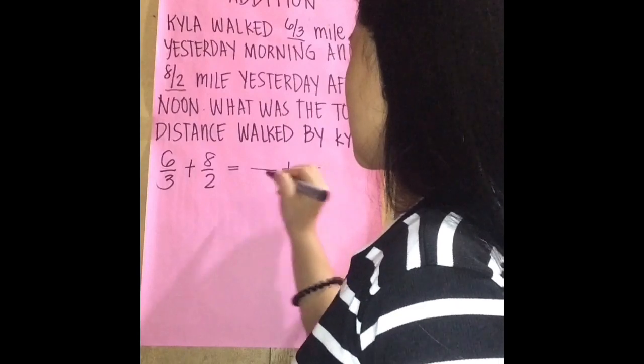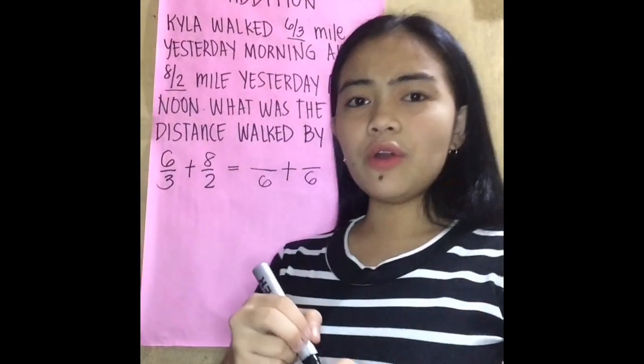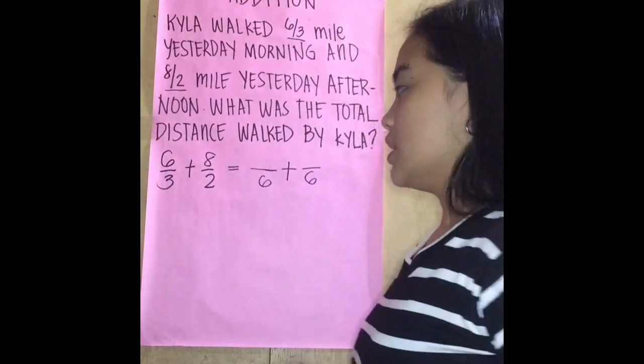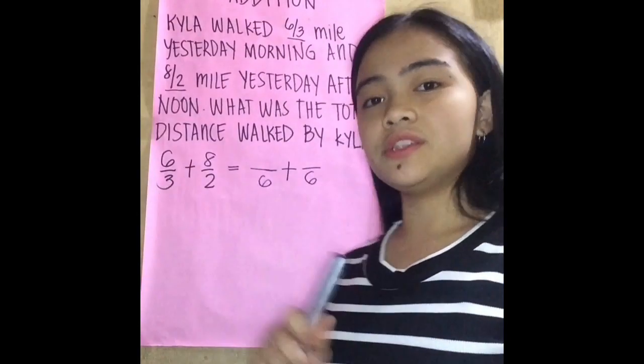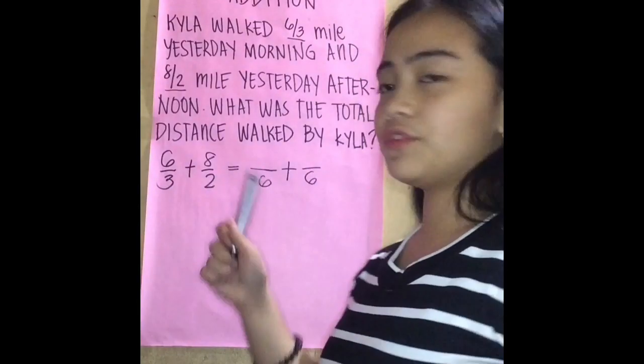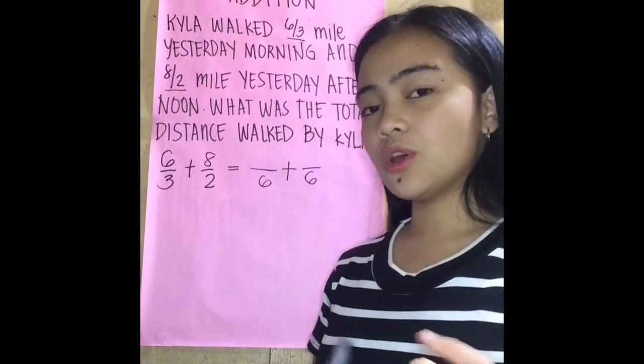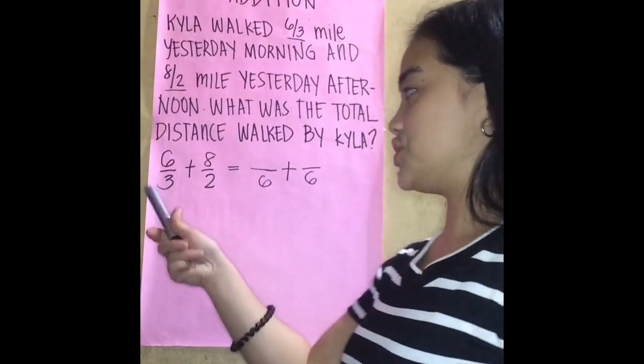So, how do I find 6? Multiples of 3: 3, 6. Multiples of 2: 2, 4, 6. So, 6 is the common multiple of 3 and 2.